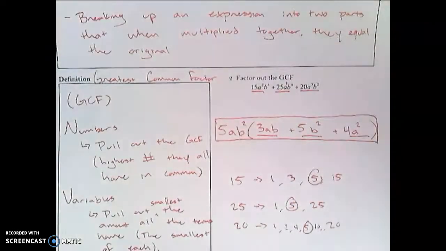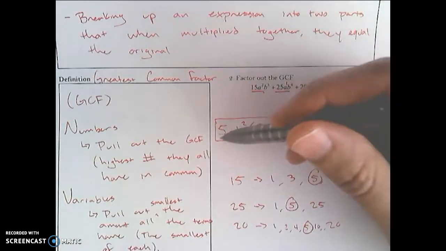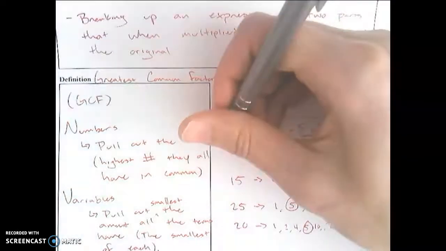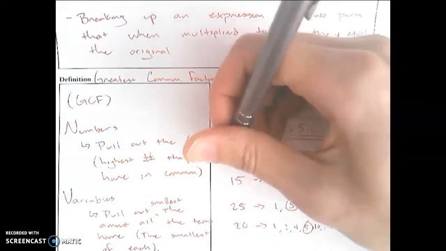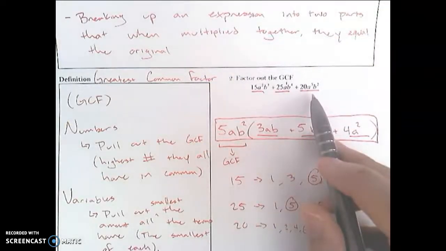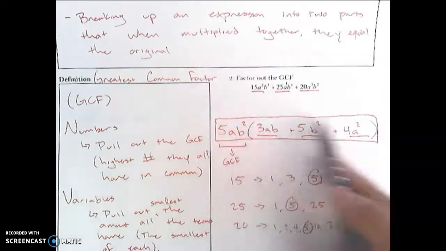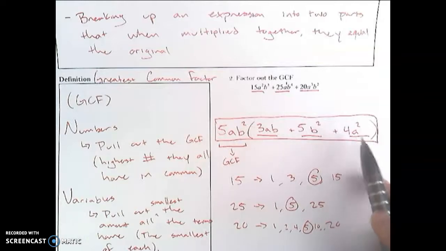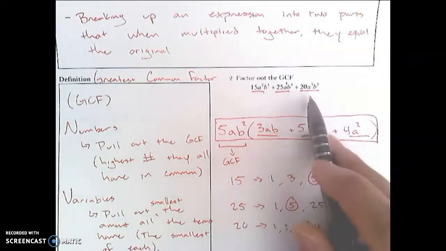So what we've just done here is we have factored out 5ab squared. What we factored out is the GCF. This is the greatest common factor of each of these terms. If you were to distribute this back in, you can try this on your own, you would get the original expression here.